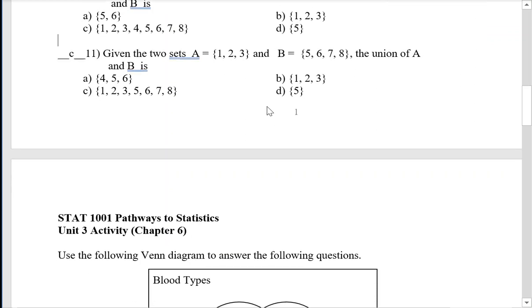Given the two sets, 1, 2, 3, 5 and 5, 6, 7, 8, the union of A is when we take all of this stuff and throw it together. So 1, 2, 3, 5, 6, 7, and 8 would be this one right here, or C.